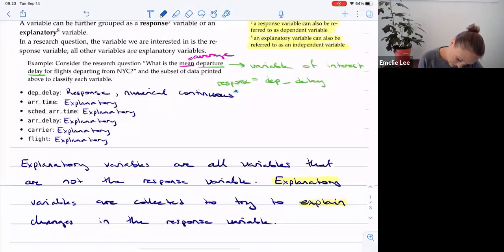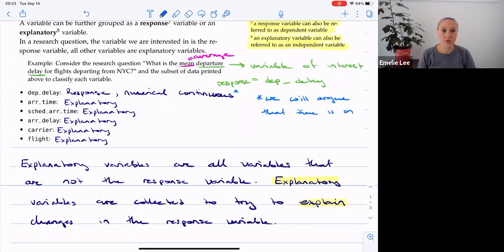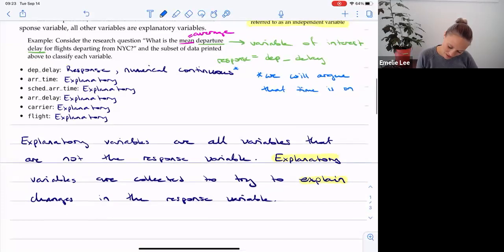I'll put a little asterisk here. We will argue that time is on a continuous scale. We're not just living every second. It's on a continuous scale, so I'm going to argue that time is on a continuous scale.